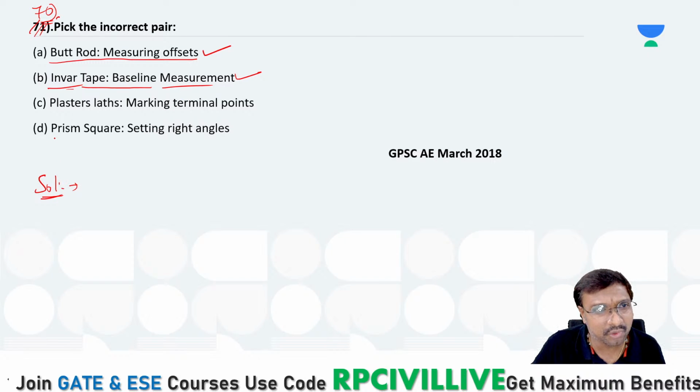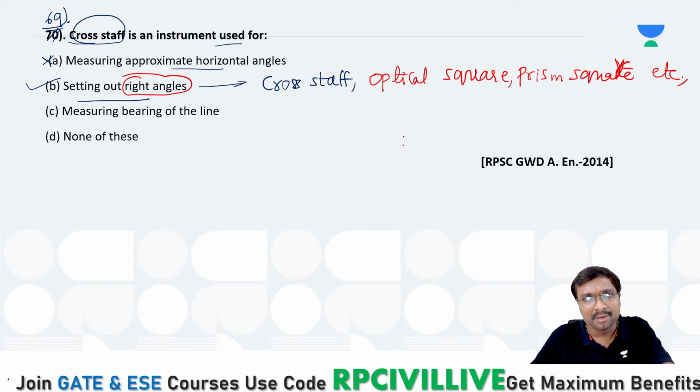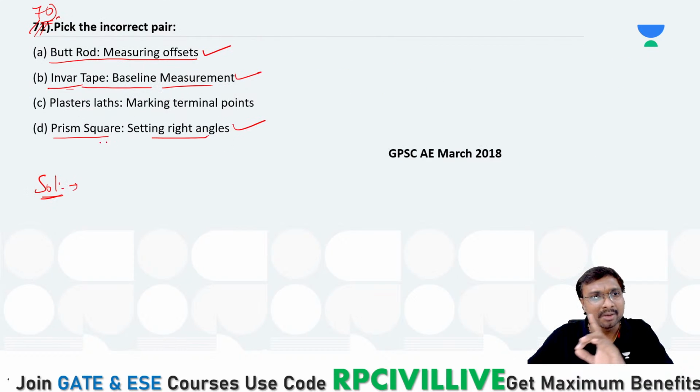Now prism square. Prism square is for setting right angles. Just now we have seen this. Just now we have seen invar tape for measuring the baseline.